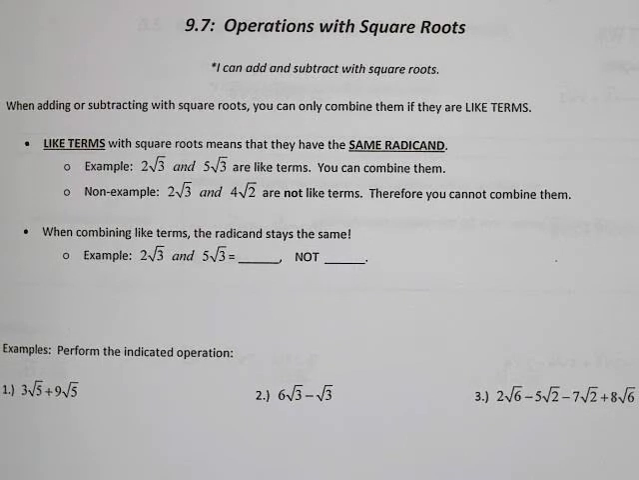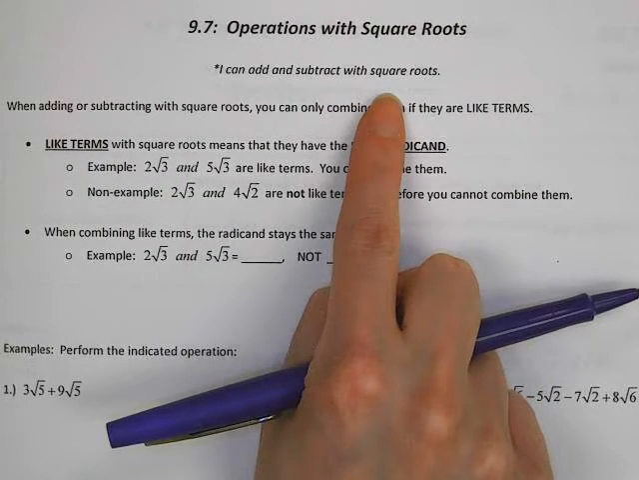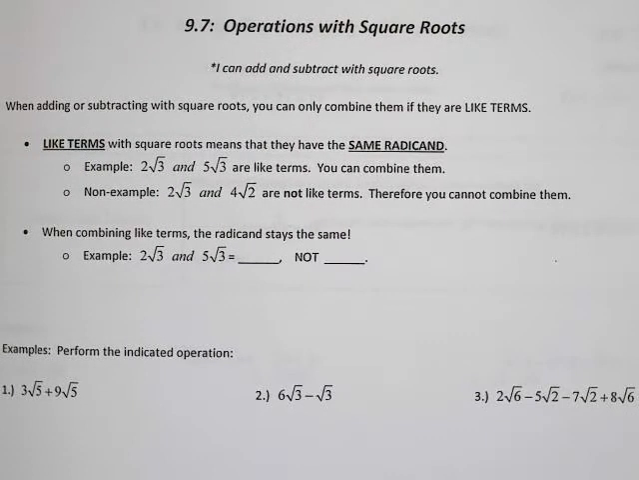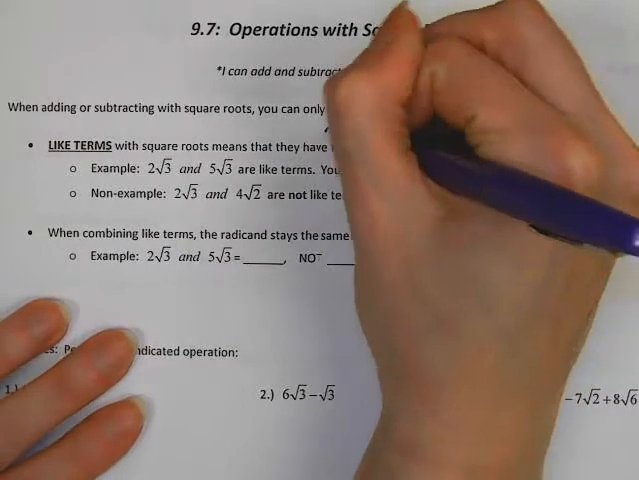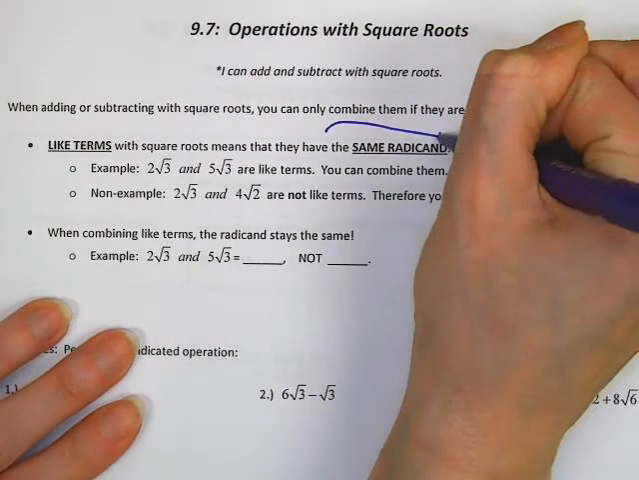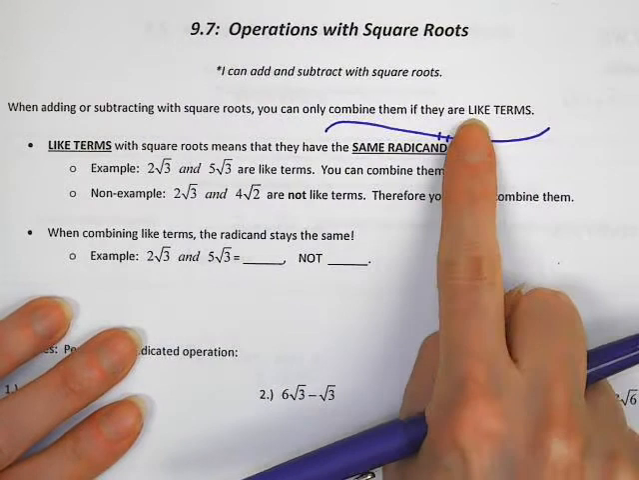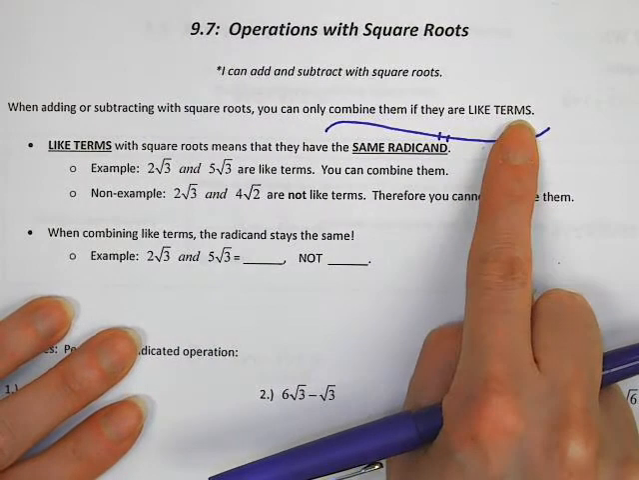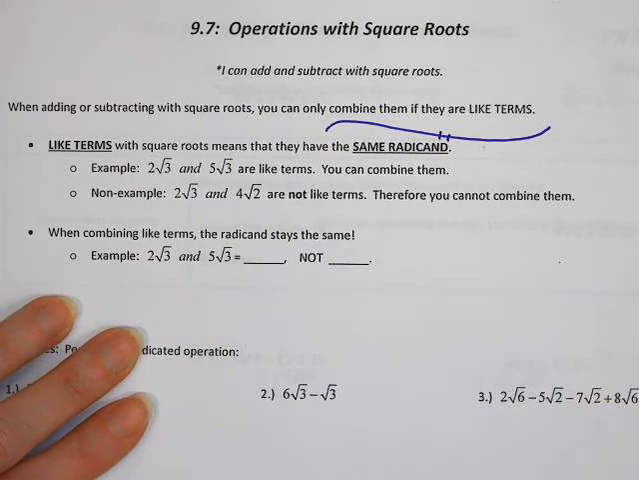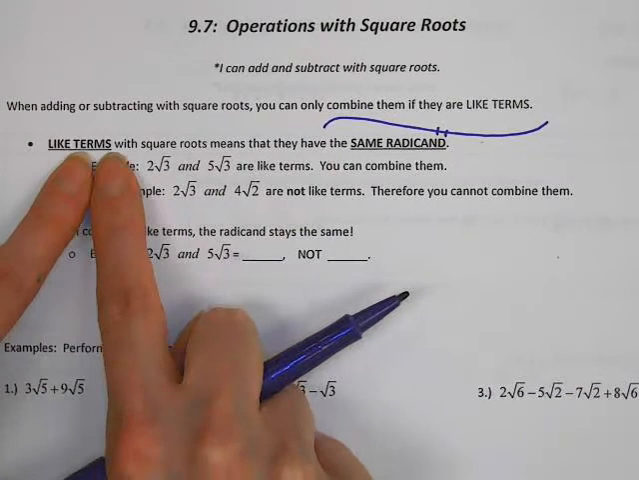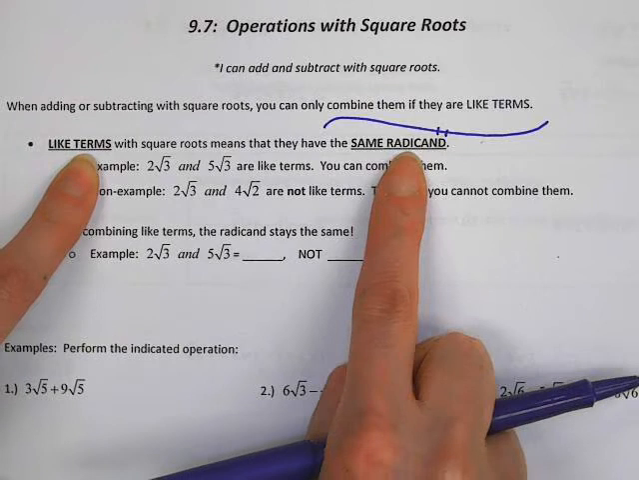Everybody, we're moving on to 9-7, which is adding and subtracting with square roots. So you know this phrase, you've done it so many times. Today we are combining like terms. And in today's problems, the like terms are radicals, so square roots. Now with like terms, they're only like terms if they have the same radicand.